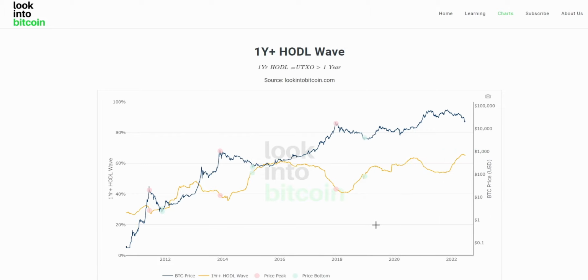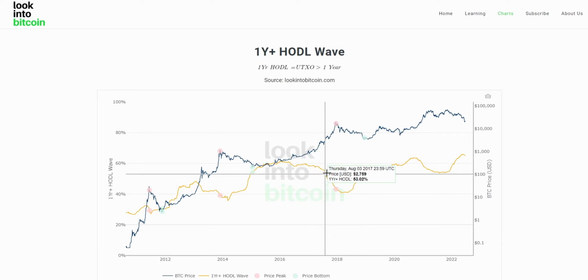And immediately you can see the cyclical nature of the HODL wave as it decreases and increases with an almost inverse correlation to the Bitcoin price. So as the HODL wave is increasing, as investors are accumulating and holding Bitcoin for the long term, we usually see Bitcoin's price in an accumulation zone, potentially at the tail end of a bear market. And as the HODL wave begins to decrease, we usually see the bull market really kicking off and commencing.